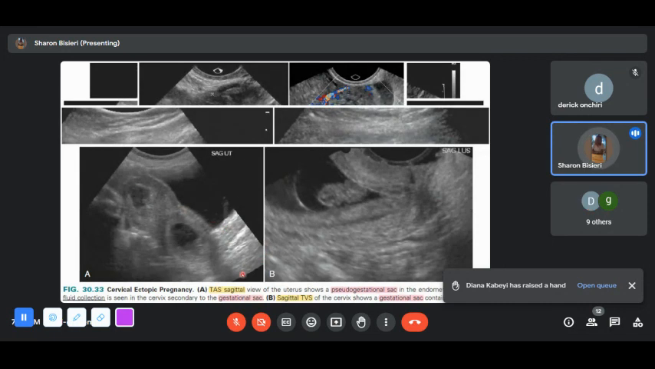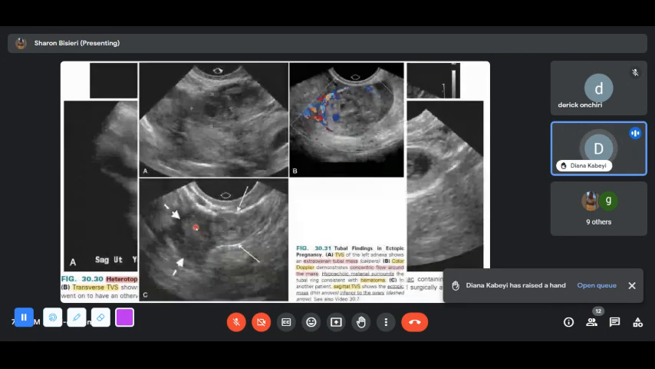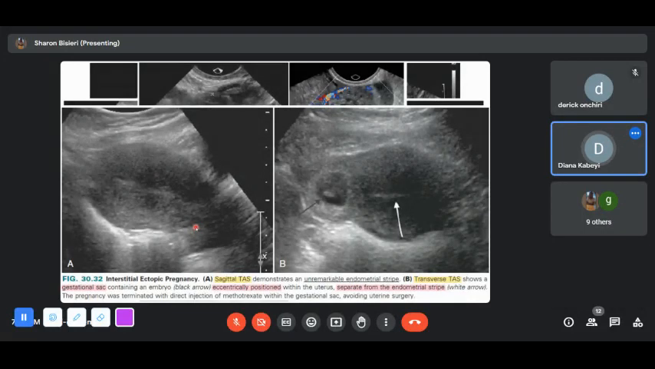Then this next set of images is of the same patient. Diana has raised her hand. Yes, Diana? When there's an ectopic pregnancy, in the previous image, you said the endometrium is unremarkable. So when there's an ectopic pregnancy, is the endometrium always thickened?